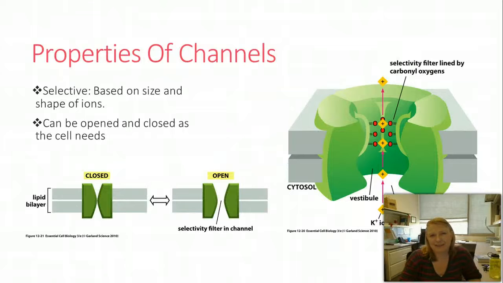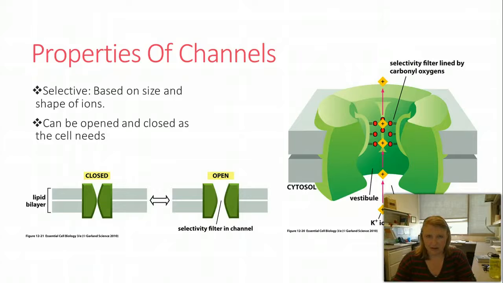It's really easy to think of an ion channel as a pore, but ion channels are not simple pores because they are selective. They're selective based on size and shape of ions, or even on charge. So they are very selective. They're not just an aquaporin that allows water to flow in and out. They actually have a lot of control over what's happening, and they can be open and closed as needed.